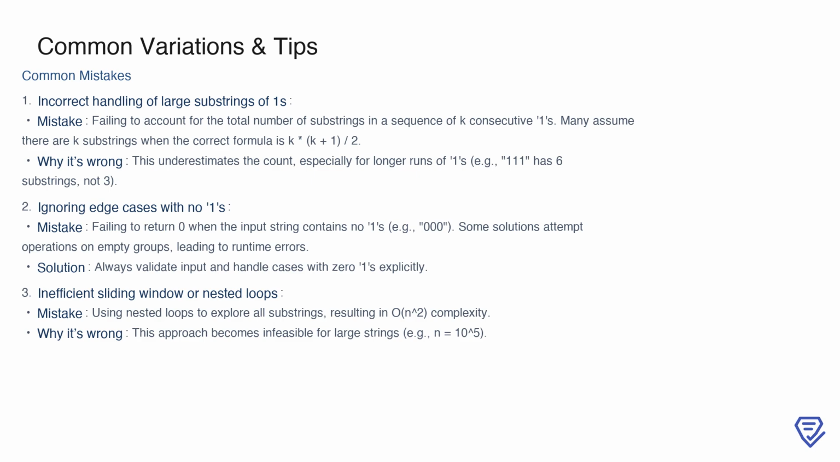Another frequent error is ignoring edge cases where the input string contains no ones, such as 000. If this isn't explicitly handled, it can cause runtime errors when operations are performed on empty groups. Always validate the input and return 0 in such cases. Lastly, some solutions use inefficient approaches, like nested loops, which result in a time complexity of O(n squared). This becomes impractical for very large strings, so it's important to avoid these brute force methods.